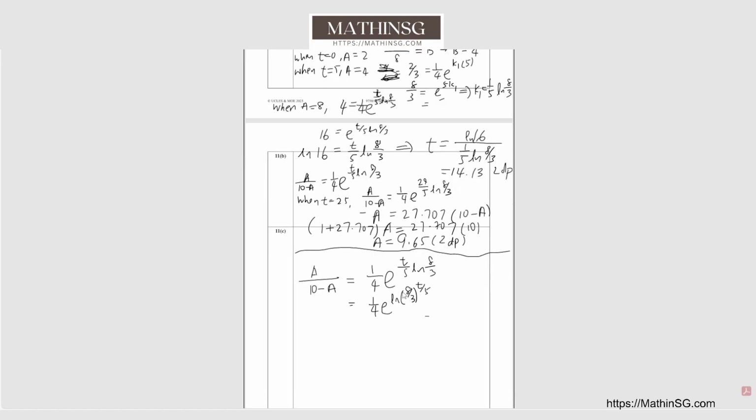Next, when you have e to the power of ln A to the power of t, that is equal to A to the power of t, right? So this whole thing I can simplify as (8/3) to the power of t over 5.